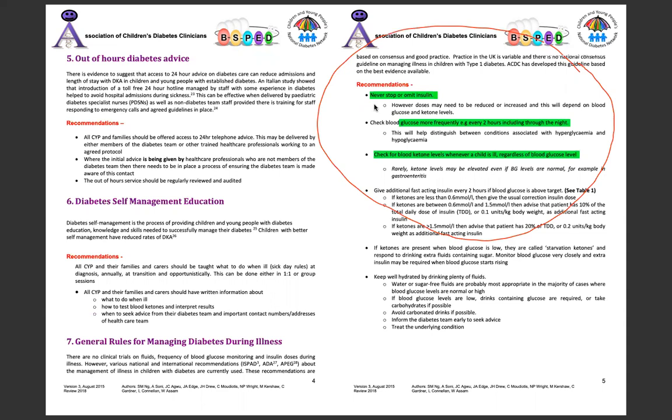Remember, blood glucose may be 4, 5, 6, but ketone may be high. This is called starvation ketosis. So never ever rely on blood glucose. Never guess. You should monitor. Never guess that blood sugar is good, the child may be well, there may be no problem. Sugary drink, yes, sugary drink. So check for blood ketone level when the child is ill, regardless of the blood glucose.